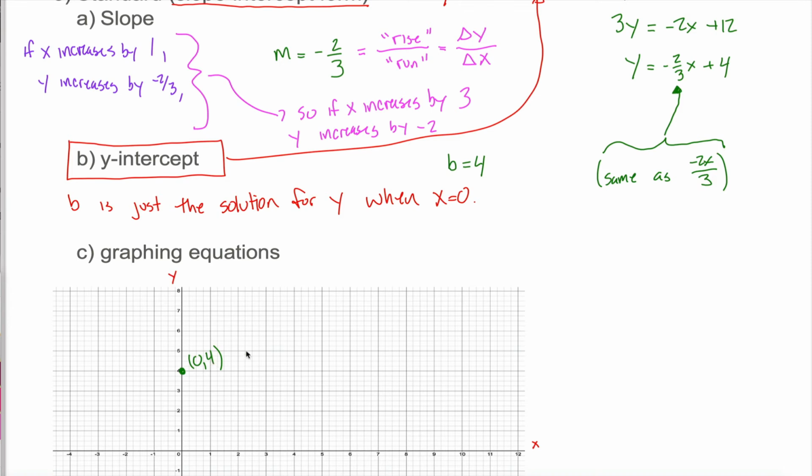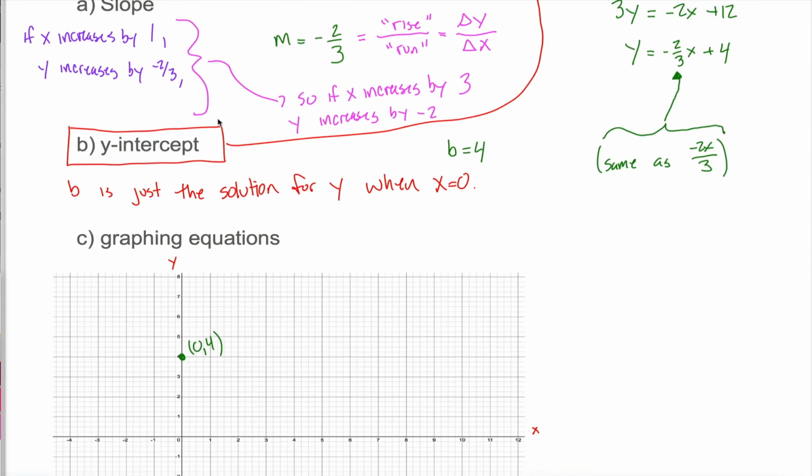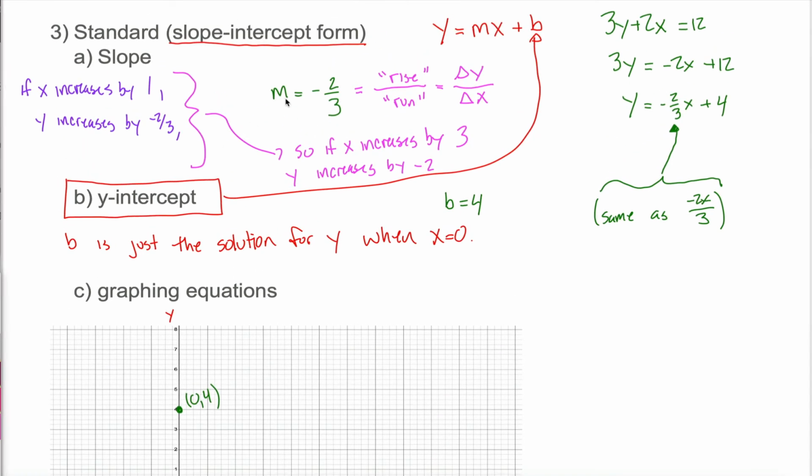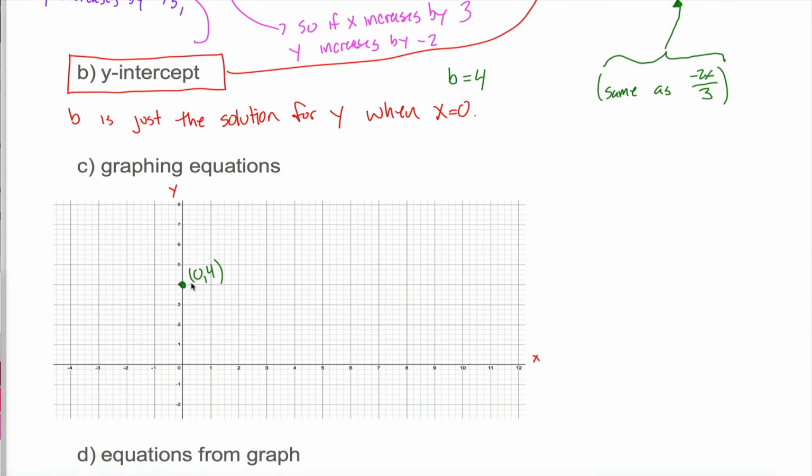So let's tie this all together. I know this point 0, 4 is on my graph. The slope tells me how much the y-coordinate increases each time the x-coordinate increases by 1. So if I take one step to the right, my y-coordinate should increase by negative 2/3. In other words, go down by positive 2/3. Down by positive 2/3 leaves me somewhere in here. That's hard to see exactly where I end up. Maybe I should do it again.